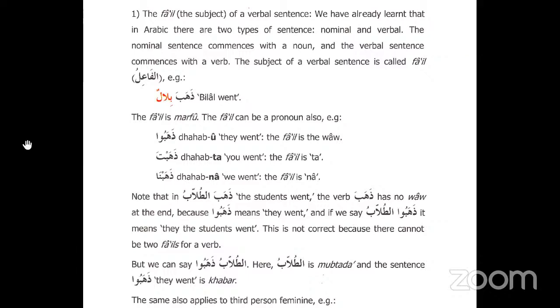The fa'il is marfu. The fa'il can be a pronoun also. Example, zahabu, they went. The fa'il is the waw. Zahabta, you went. The fa'il is ta. Zahabna, we went. The fa'il is na.